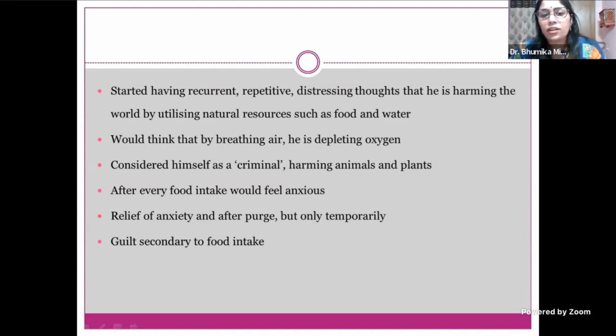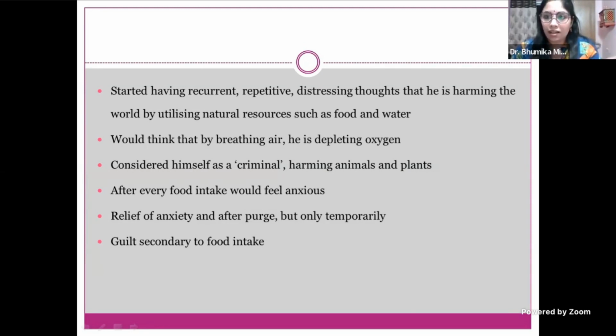The child also mentioned that during this time, he started having recurrent, repetitive, distressing thoughts that he is harming the world by utilizing all the natural resources such as food and water. The child would think that even by breathing air he is depleting the oxygen around, and by doing so, he considered himself a criminal as he was harming animals and plants and taking up all the resources for himself. After every food intake, this feeling would exacerbate and the child would start feeling anxious and distressed.